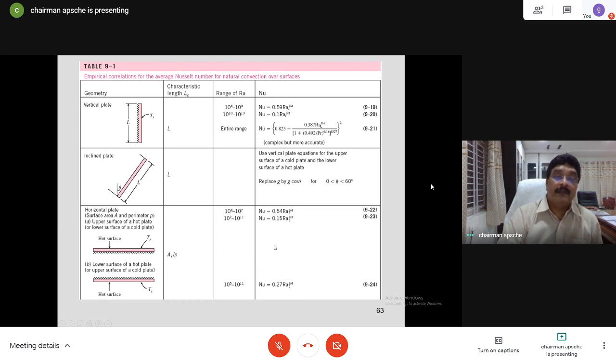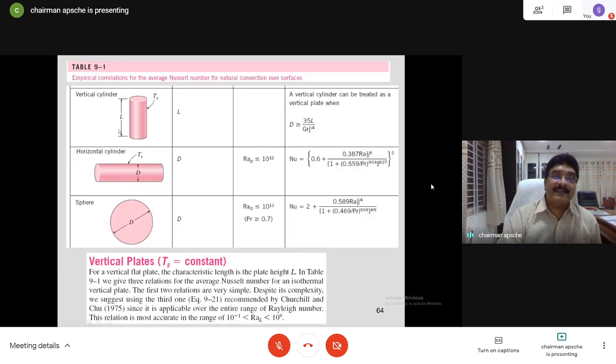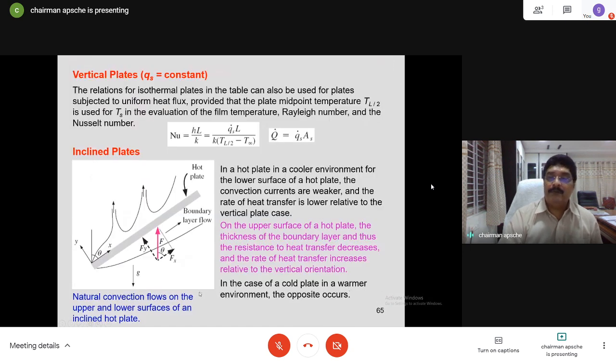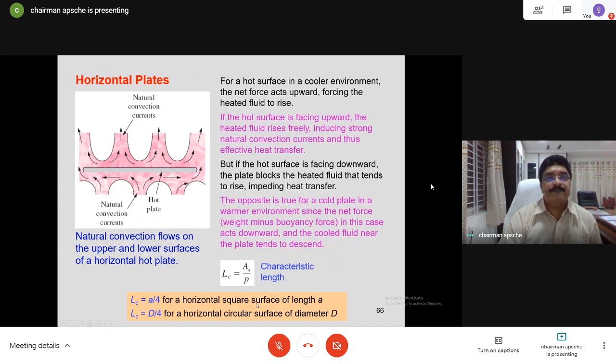Okay. And I have listed here, what is the characteristic dimension? Area by perimeter. Good. So for a vertical cylinder, it is again L. For a horizontal cylinder, characteristic dimension is D. For a sphere, it is D. And I've told you, the 10 power 9 is the critical Rayleigh number that we talk about. Anything less than that, we call it laminar. Anything greater than that, we call it turbulent. Okay. Turbulent flows, inclined plates, the boundary layers, all this can be discussed.